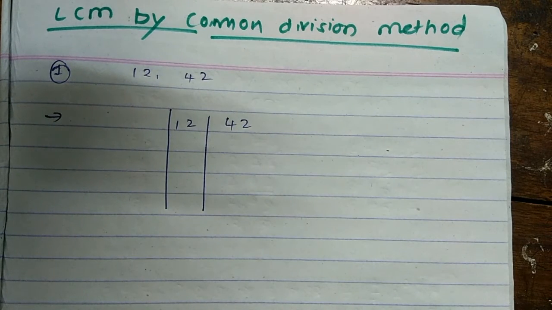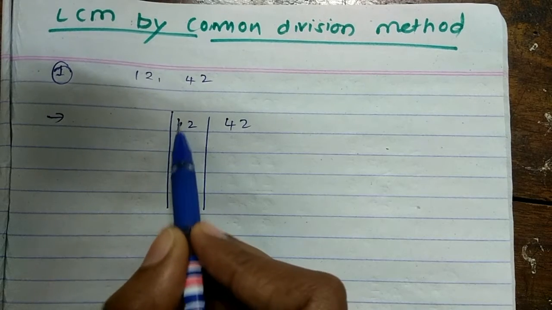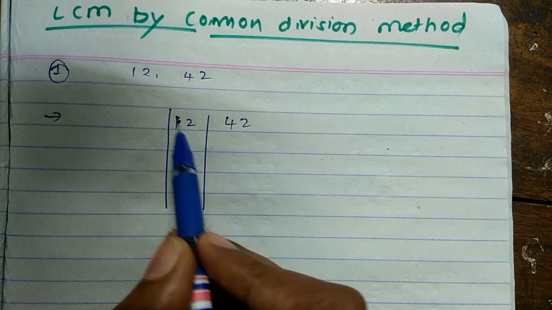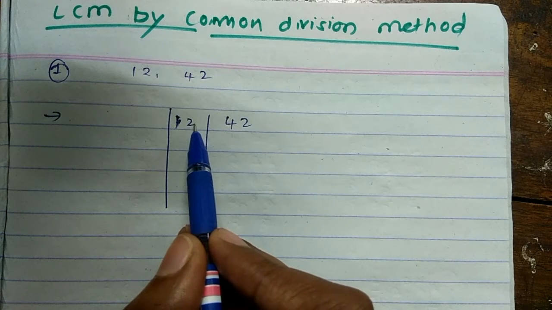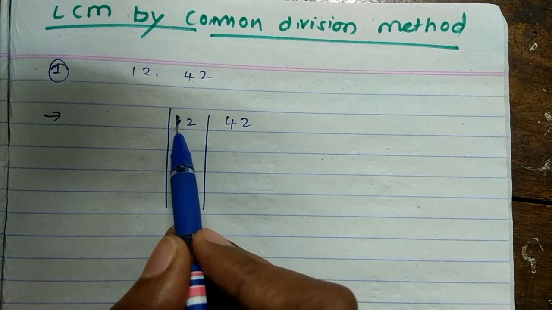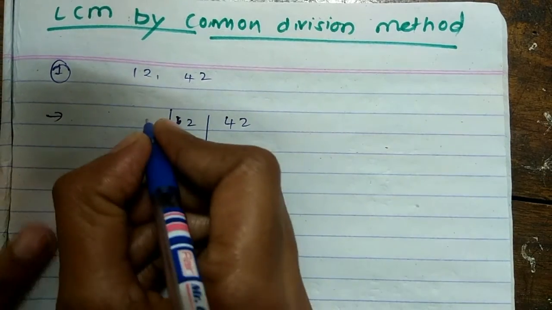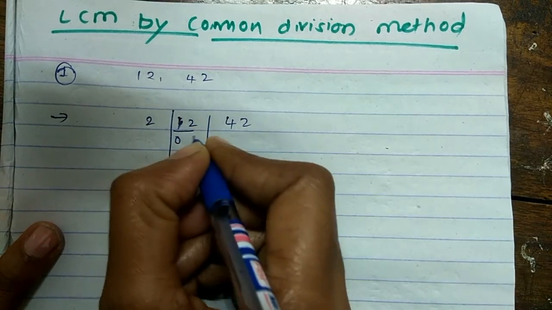Here also you have to use prime numbers only, prime factors only, to divide 12 and 42. So first think about the 12. Which prime number will divide 12 completely? 2 and 3, because the last number is 2. We can divide with 2, and 1 plus 2 is 3, or 12 comes in the table of 3. So I'll choose 2 first. Here 0, because 1 is less than 2, then 2 6s are 12.